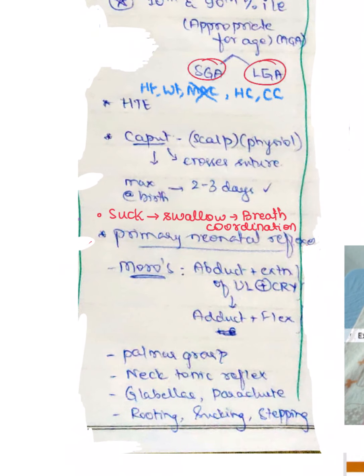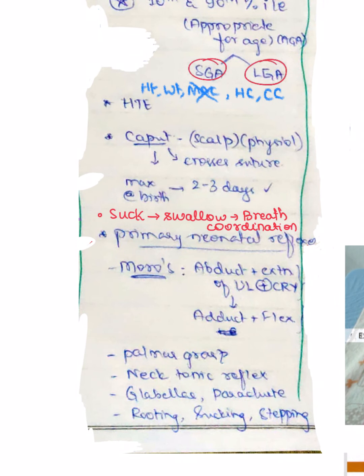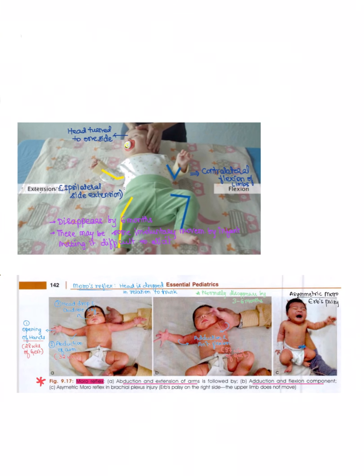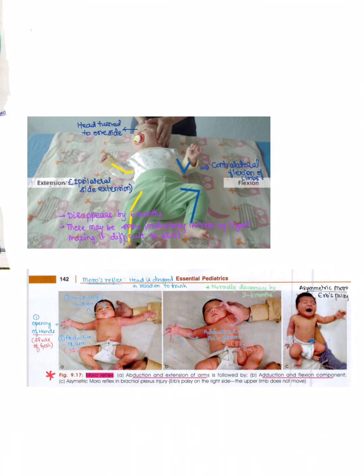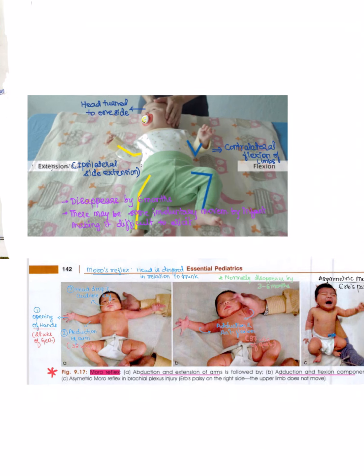And then these primary neonatal reflexes are already covered in the 8 postings revision notes. Just go through that. And then these are the two most important reflexes, that is the Moro reflex and then the fencing reflex. This is almost self-explanatory. I think you can just go to this.